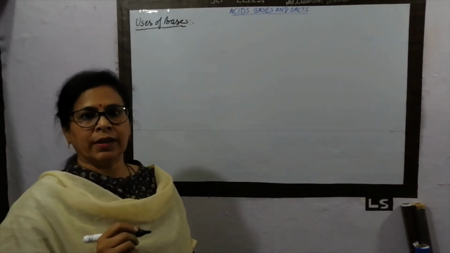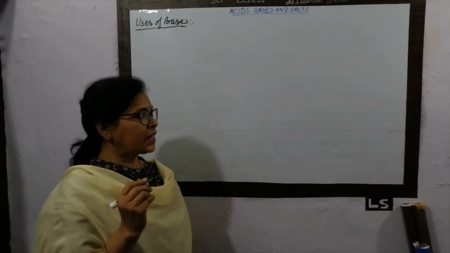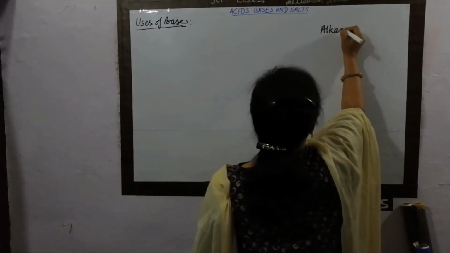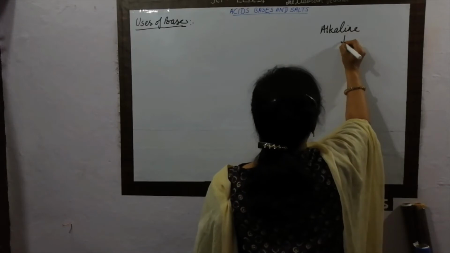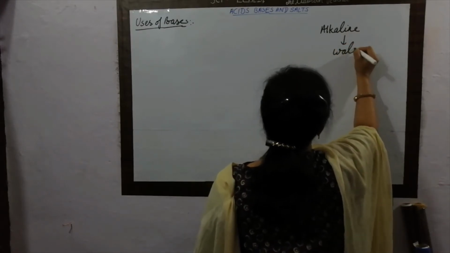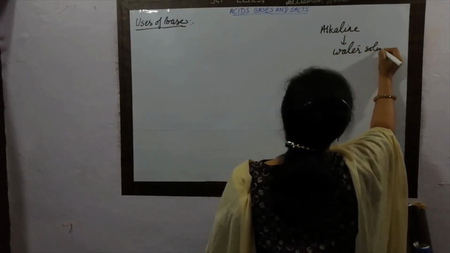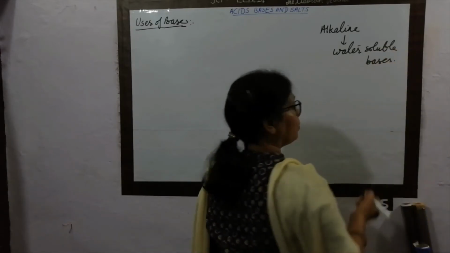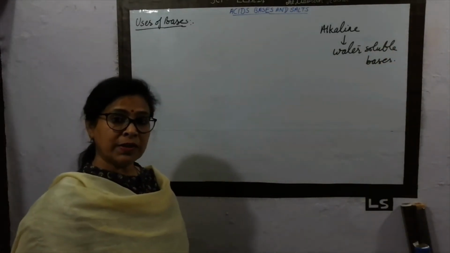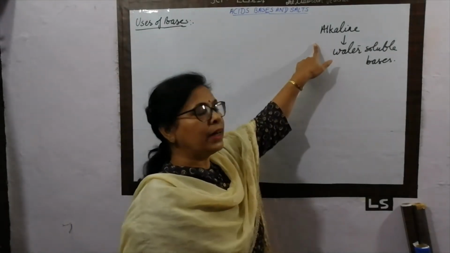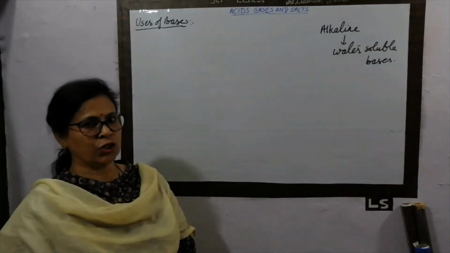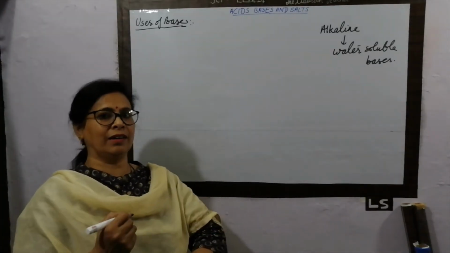One more important thing is there. When we talk about the bases, actually we are talking about the alkaline. What is alkaline? Alkaline is water soluble bases. There are two types of bases now. One is the non-aqueous base and one is the aqueous base, that is called the alkaline. And actually alkaline is used in the laboratory for all the reaction purposes. We are talking about alkaline only.